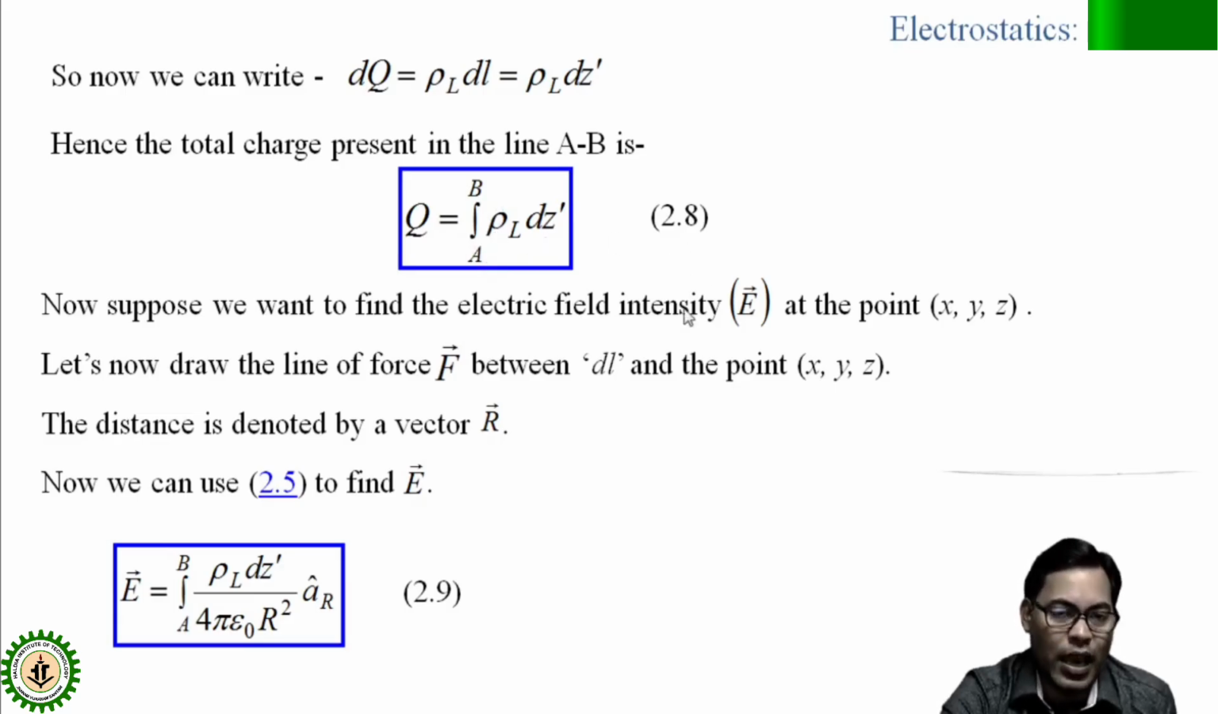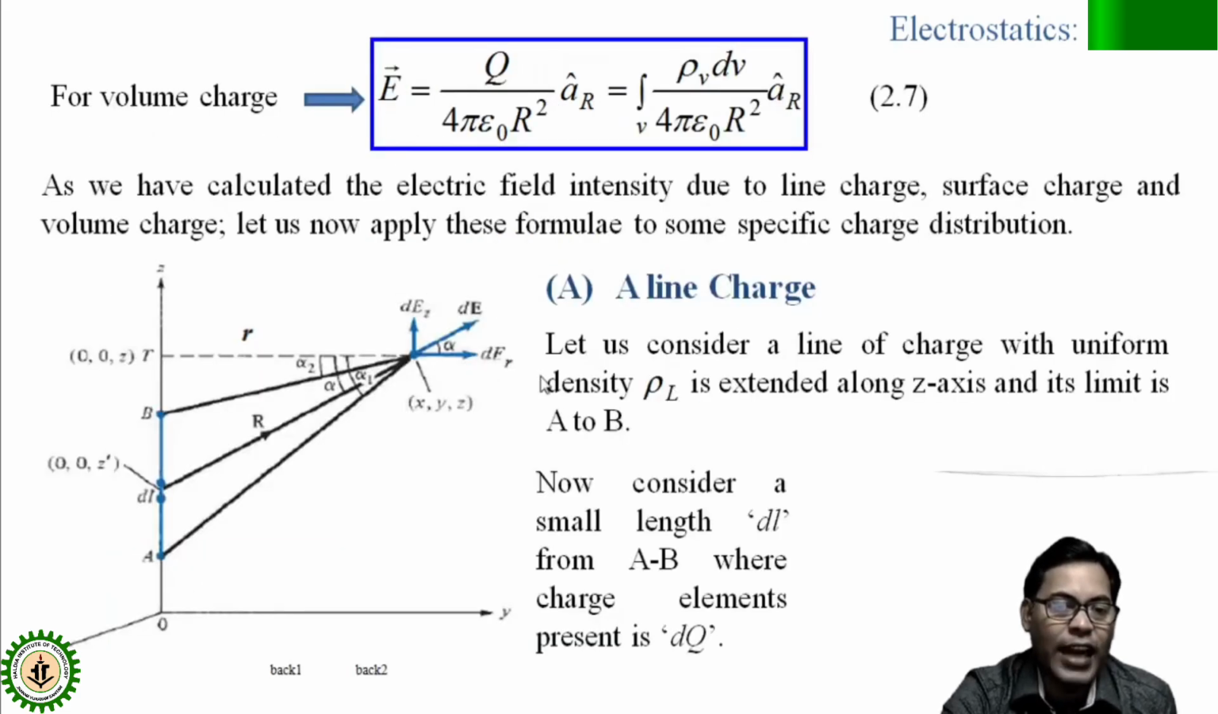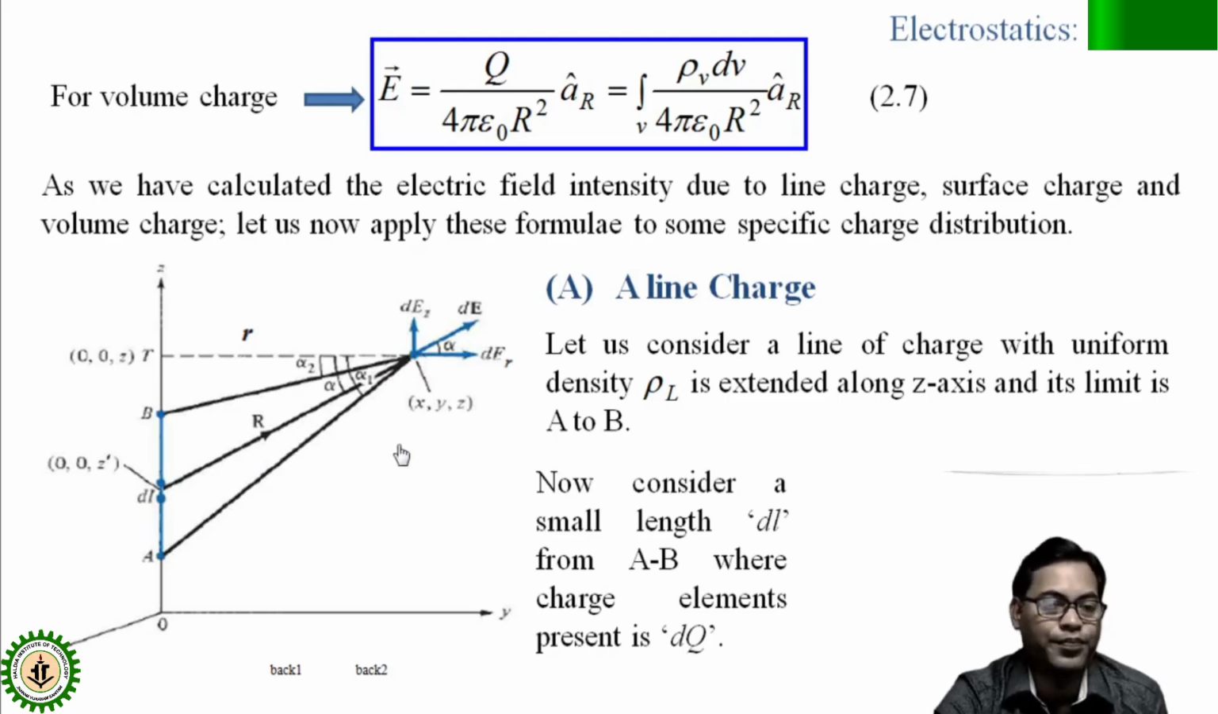Now we said earlier that we want to find the electric field intensity at the point P, and its coordinate is x, y, z. So what we need to do now is draw a straight line from the coordinate 0, 0, z prime to the point x, y, z. That means we need to connect the dl point to the point where we are going to calculate the electric field intensity. This distance we are considering as capital R.